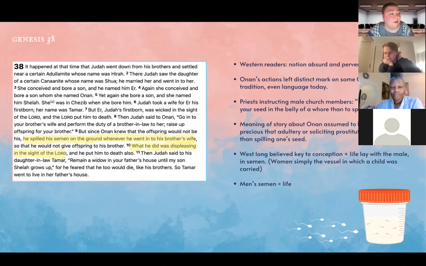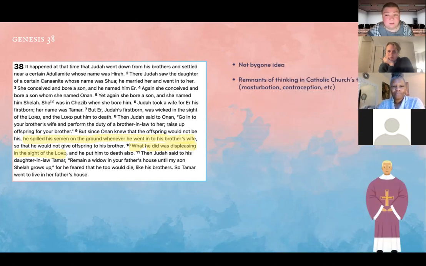For a long time, Western society believed that the entire key to conception and life lay with the male, especially in his semen, and that women were simply a vessel in which a child was carried. Therefore, men's semen was equated with life. And this is not some ancient bygone idea either. We still find remnants of this thinking in the teachings of the Catholic Church, in which semen is viewed as sacred and masturbation and the use of contraception is considered a sin and is forbidden.